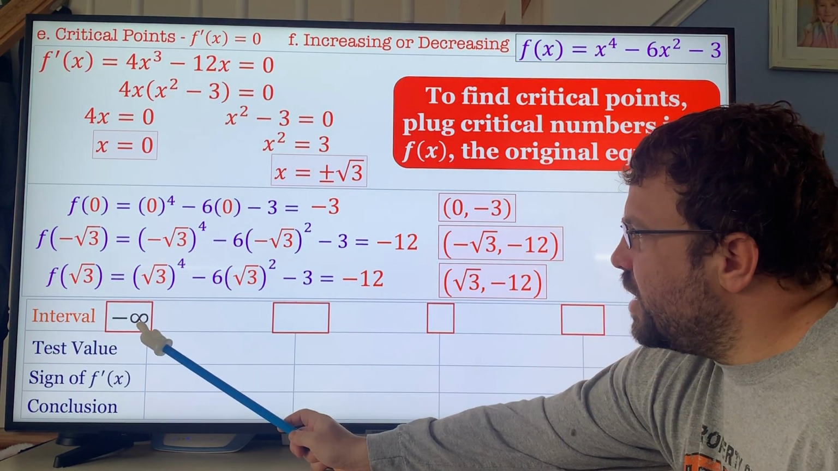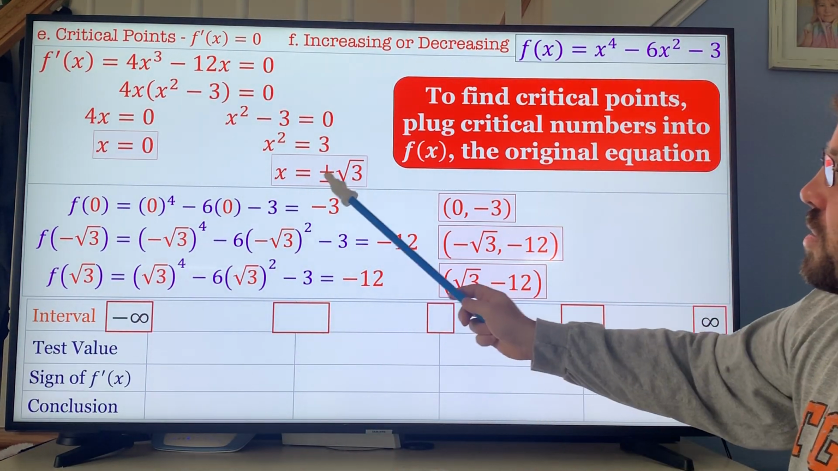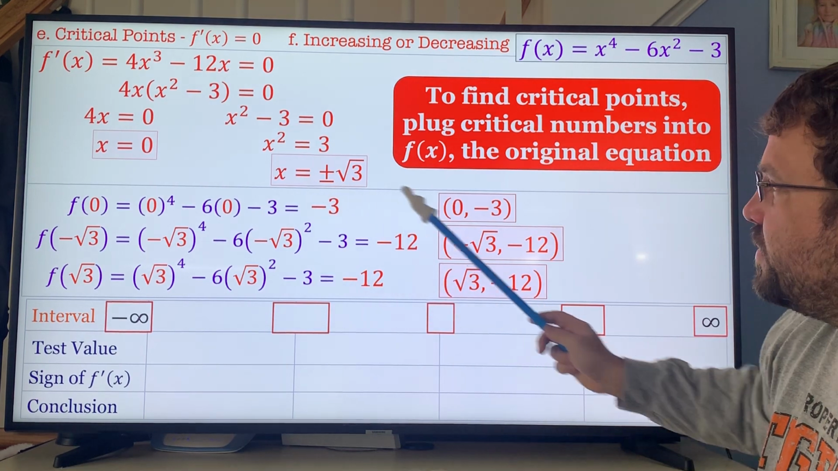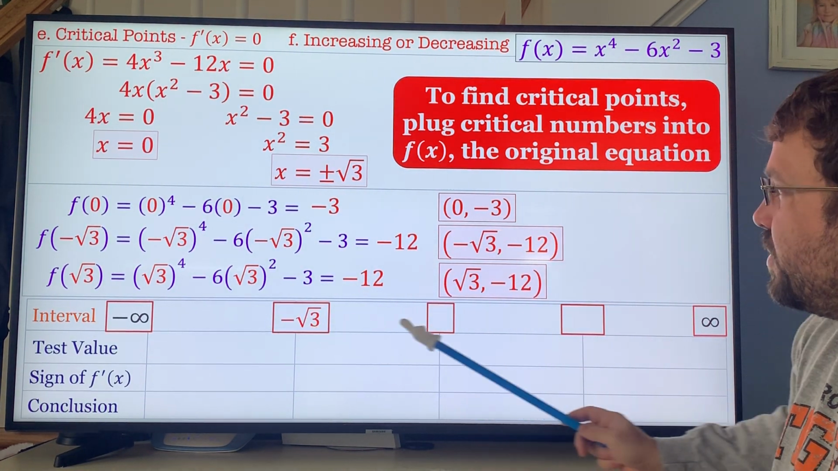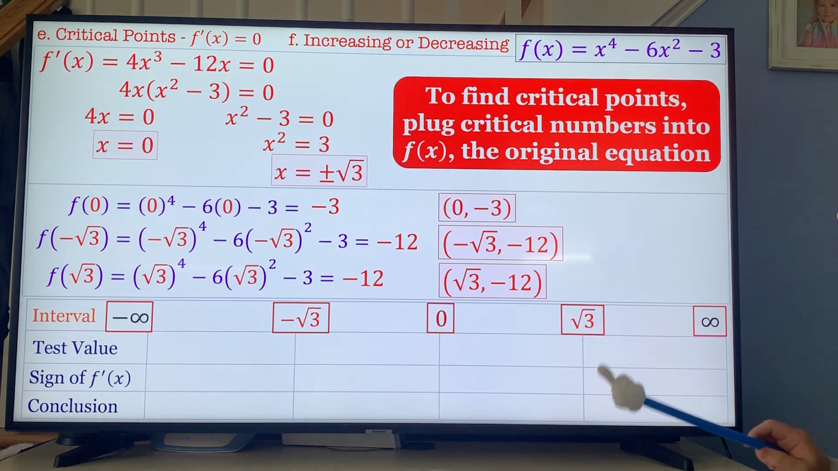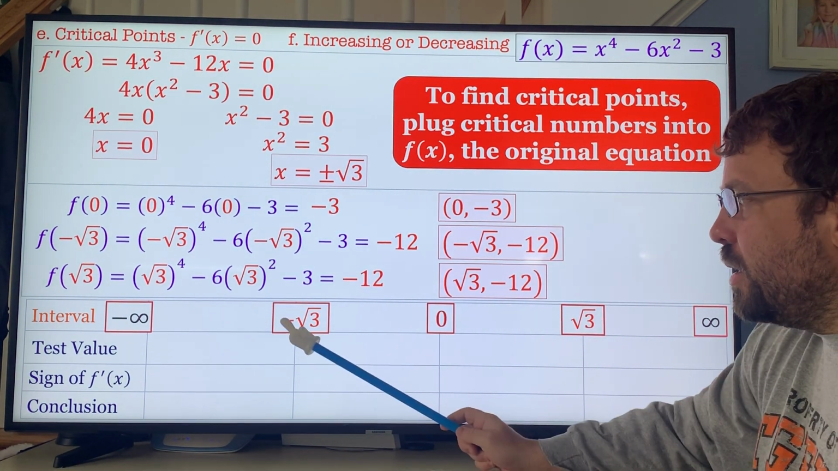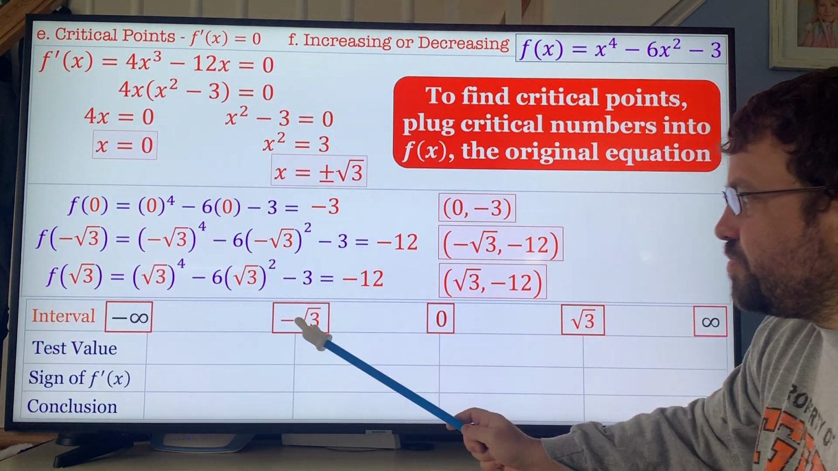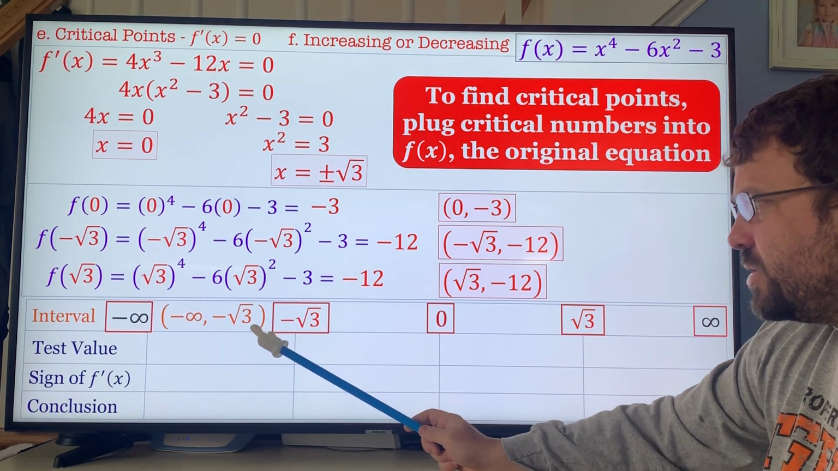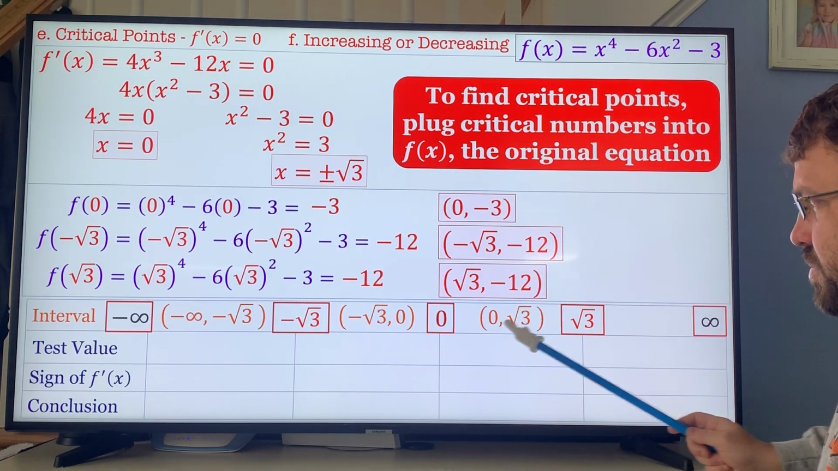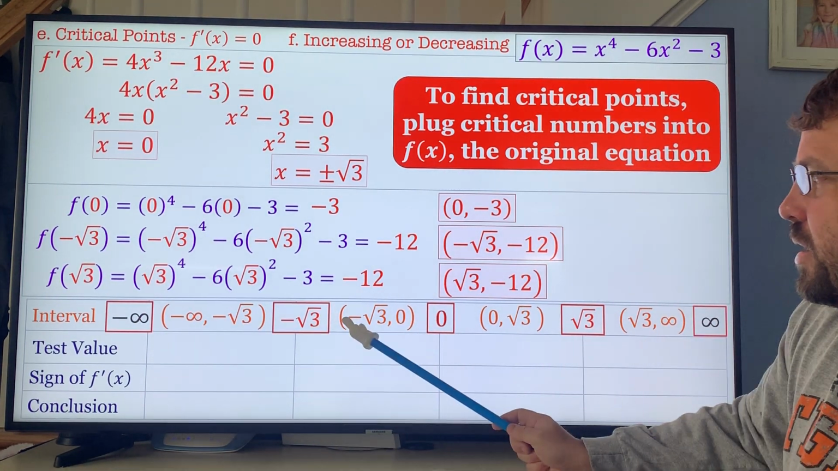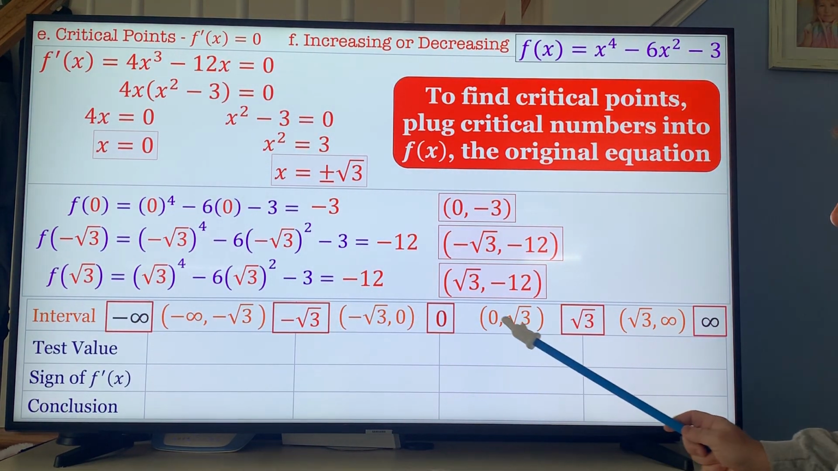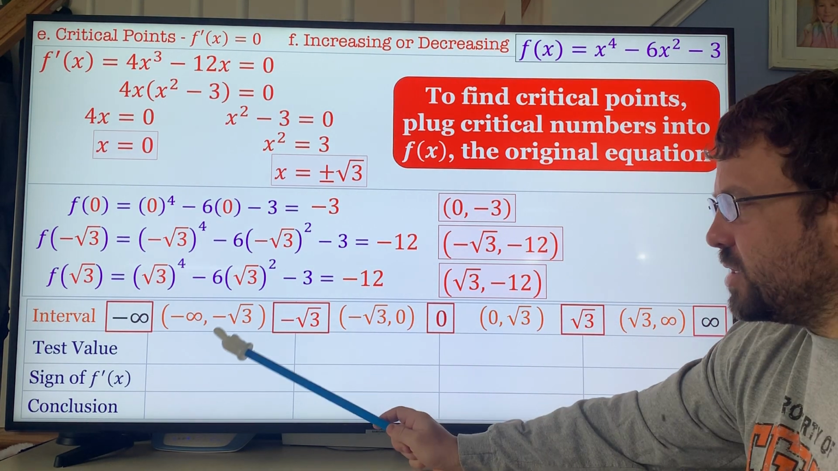So our intervals now: negative infinity, then the lowest of these numbers, which is negative radical 3, then 0, then positive radical 3. You have to put them in ascending order. Then you get your intervals: negative infinity to negative radical 3, negative radical 3 to 0, 0 to radical 3, and radical 3 to infinity. And remember, these aren't points, these are intervals. These are all x values.